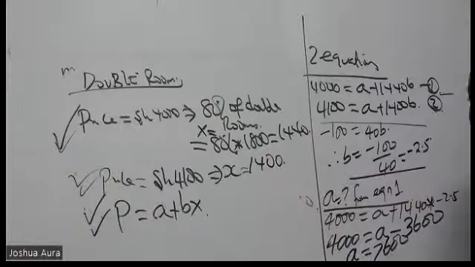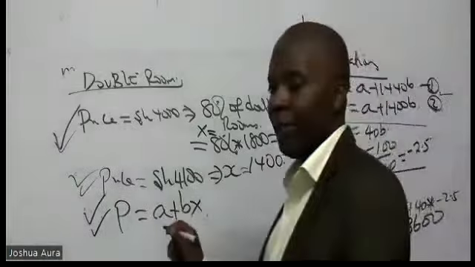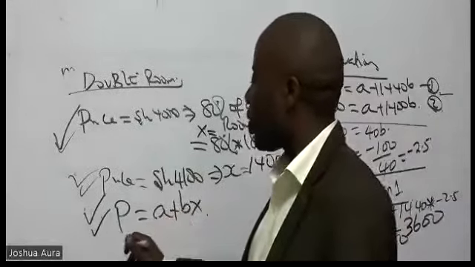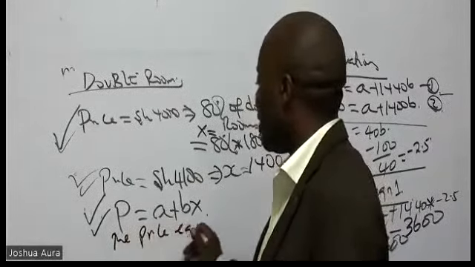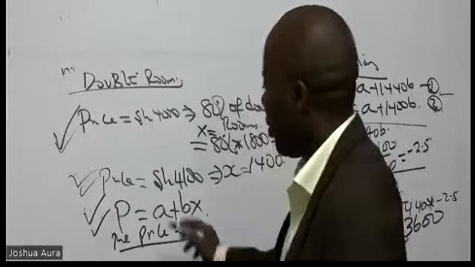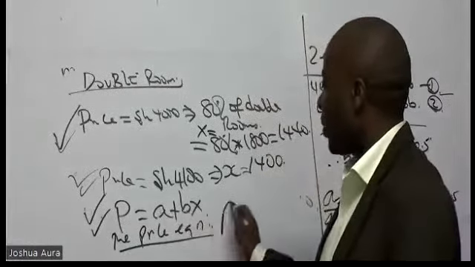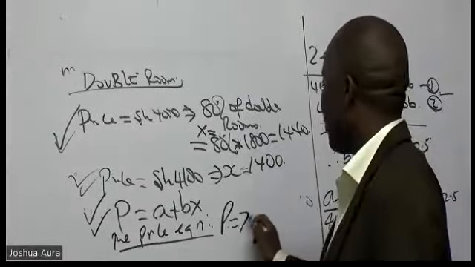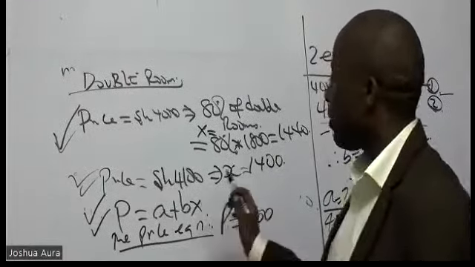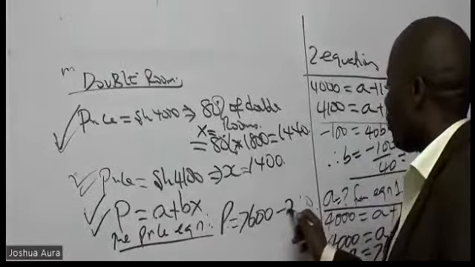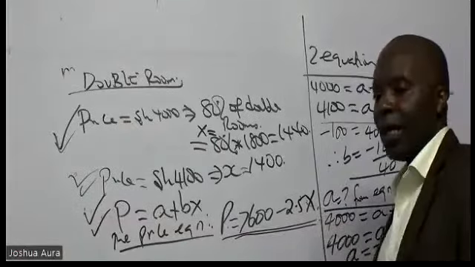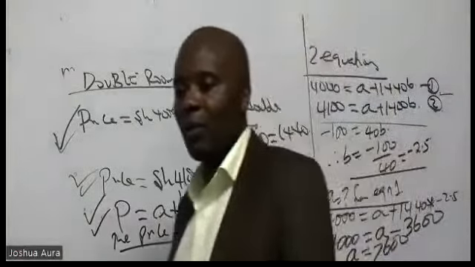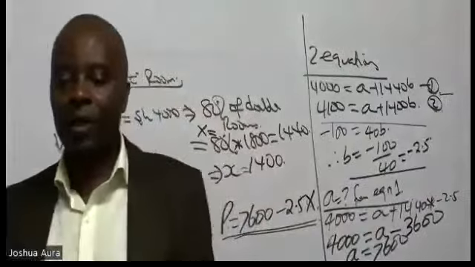So my work tonight will be to write the price equation comfortably. The price equation: we already have A and we have B. So it will be price equals A, you guys have given me a figure of 7,600, plus B, and B itself is negative, so negative 2.5X. That is the price function.